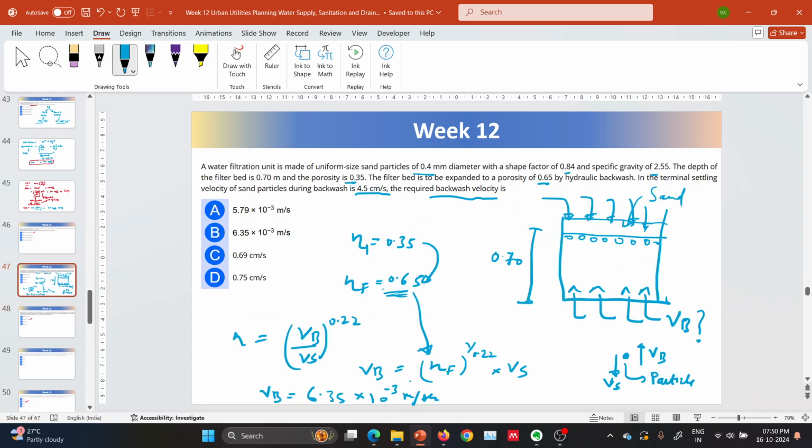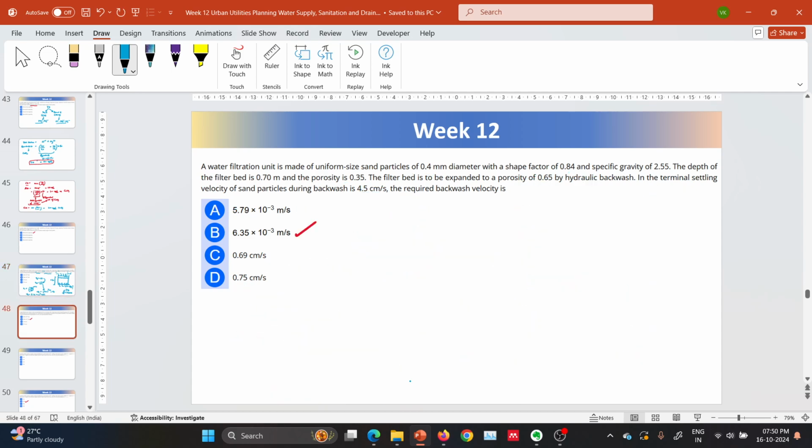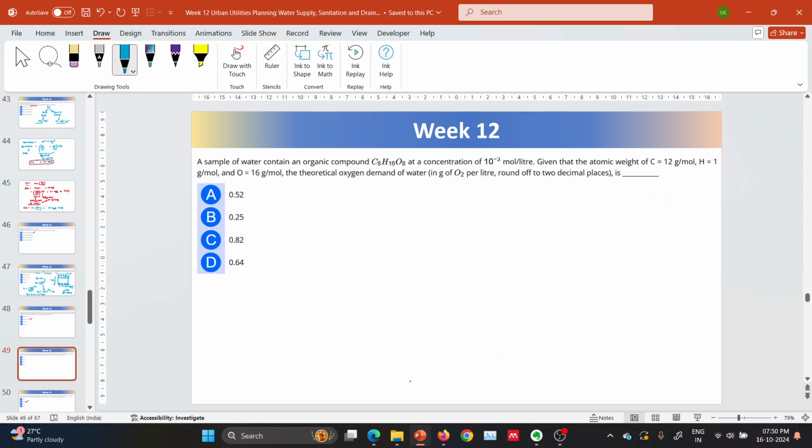The answer is 6.35 into 10 to the power minus 3 meter per second. Our next question is: a sample of water contains an organic compound at a concentration of 10 to the power minus 3 mole per liter. Given the atomic weights, find the theoretical oxygen demand of water.